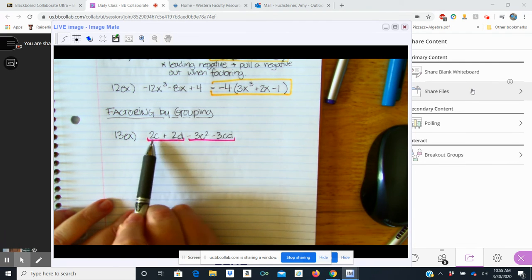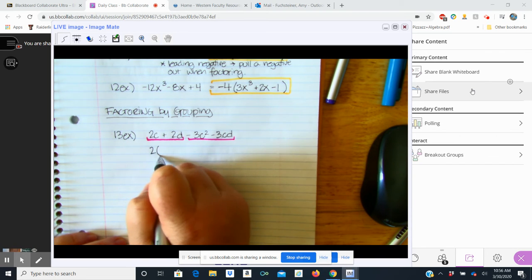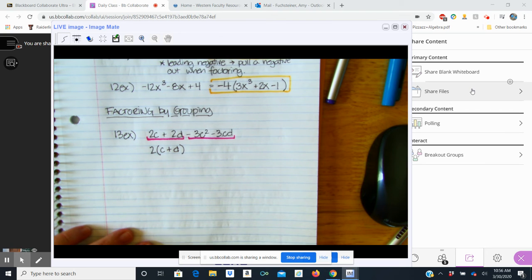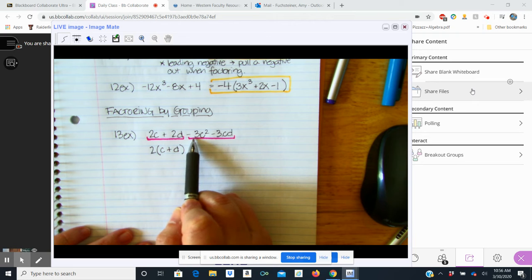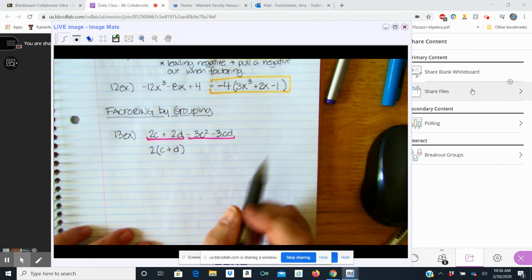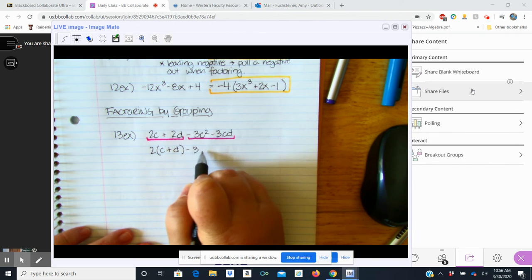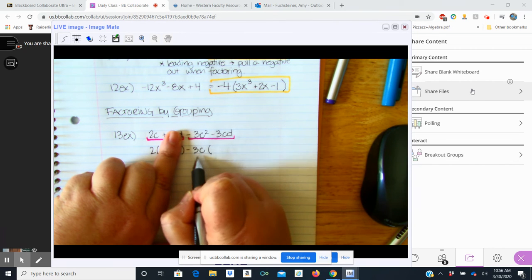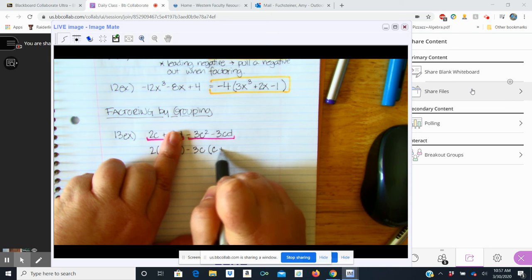As you look at the first 2 terms, 2c plus 2d, is there something that you could factor out of them? If I factor out a 2, then I would be left with 2 times c plus d. Let's look at the second pair of terms. Is there something that I could factor out of a minus 3c squared minus 3cd? This has a c squared, that has a c, so I could pull out a c as well. And if I did that, minus 3c squared, take out a minus 3c, I'm left with a c. Minus 3cd, take out a minus 3c, I'm left with a plus c.